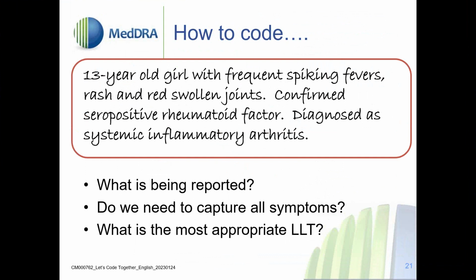So our next verbatim describes a 13-year-old girl with spiking fever, a rash, and red swollen joints. Lab tests revealed a positive rheumatoid factor, and based on her clinical signs and symptoms, she was diagnosed with systemic inflammatory arthritis. So do we understand what is being reported? And do we have to capture all information received? Do we have to split code? And what would be the most appropriate LLT or LLTs in this case now?